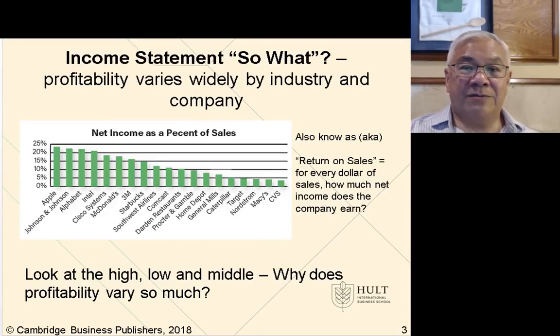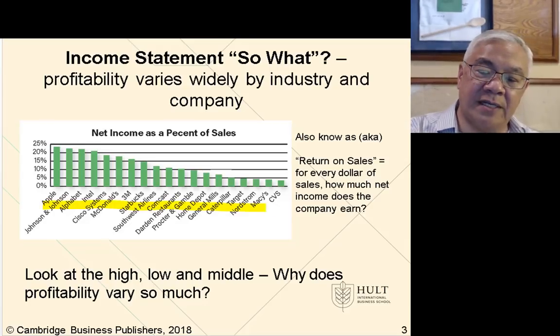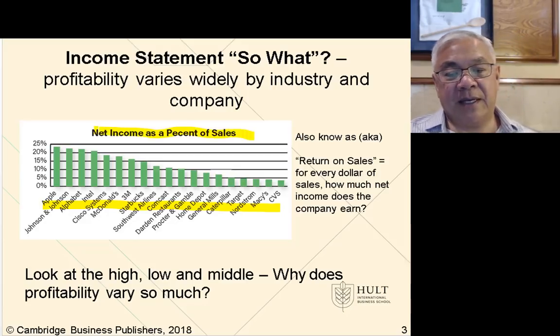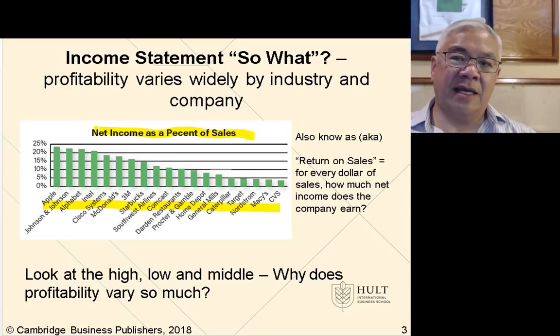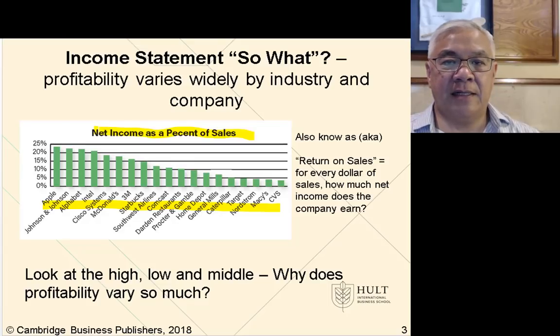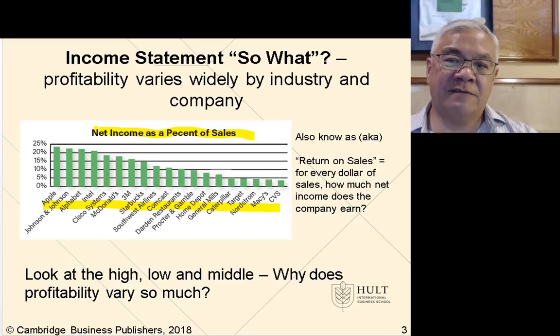So the so what here: we did so what on the balance sheet, now we're going to do it on the income statement. Here again, when we array different industries and companies, we see net income as a percent of sales. When we see a ratio such as this, just think in your head, is a higher number better or worse? If we had net income as a percent of sales of, say, 20%, that means for every dollar of sales we make 20 cents.